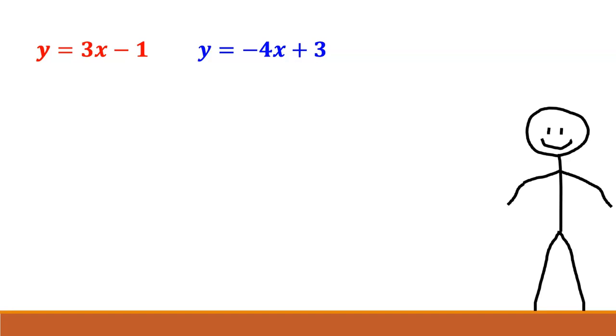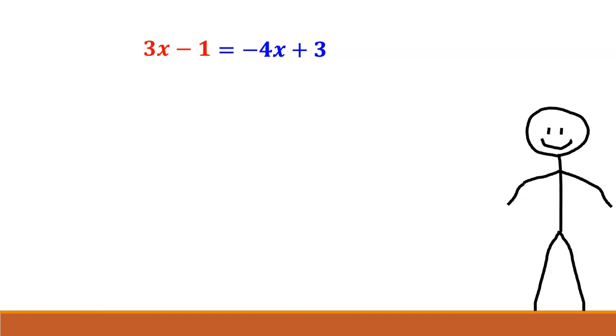Now there's something really important to notice here, and that is that substitution was possible because we had an equation that was solved for one of the variables. That means we had an equation that either said x equals or y equals. That's what allowed us to take the first equation, which said y equals 3x minus 1, and substitute the 3x minus 1 for the y in the second equation.